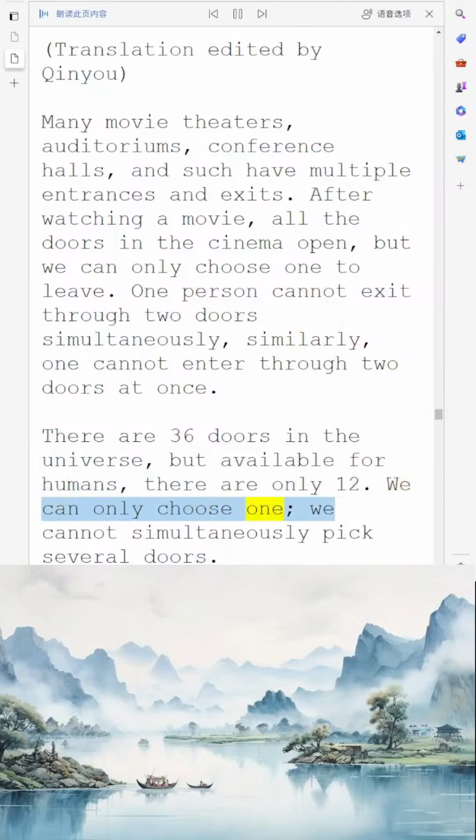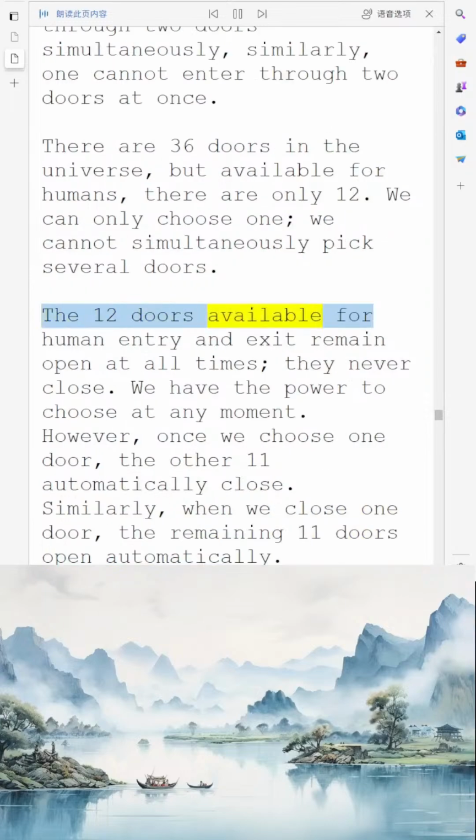We can only choose one. We cannot simultaneously pick several doors. The 12 doors available for human entry and exit remain open at all times. They never close. We have the power to choose at any moment. However, once we choose one door, the other 11 automatically close. Similarly, when we close one door, the remaining 11 doors open automatically.